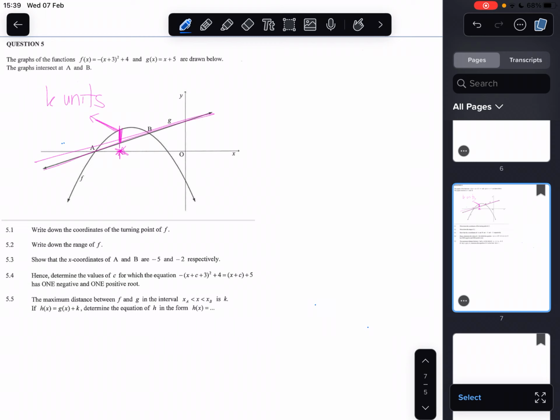We can see that in this interval between xa and xb, the graph that is producing bigger y values is f. F is above the straight line. So we are going to figure out an expression for f minus g. That is going to be minus x plus 3 squared plus 4.